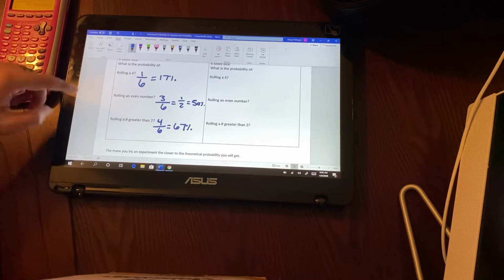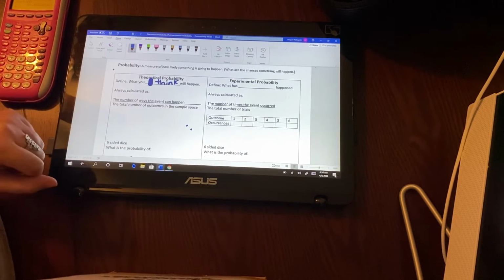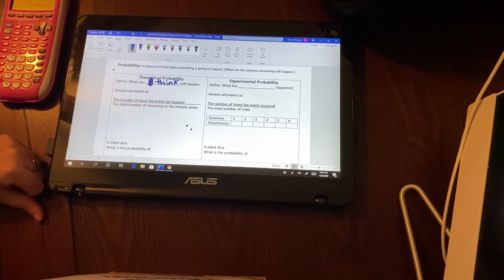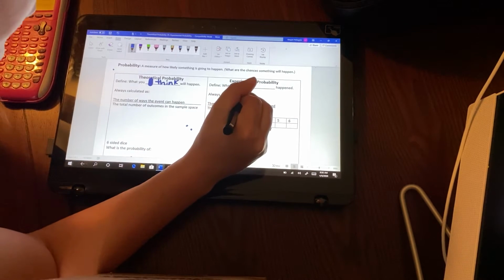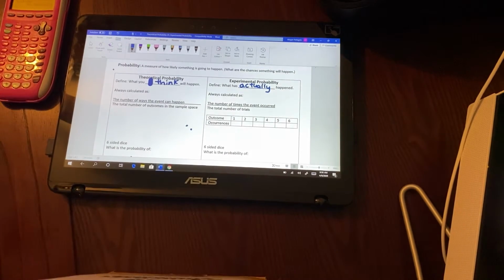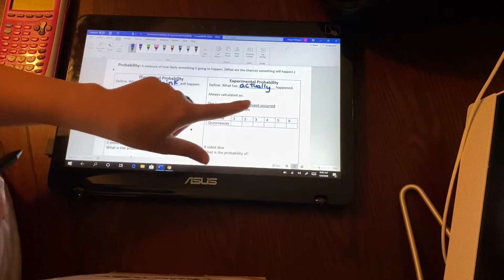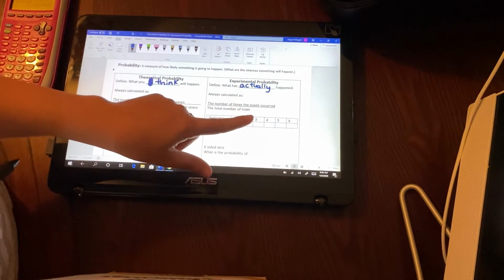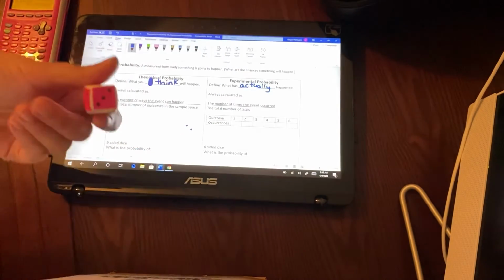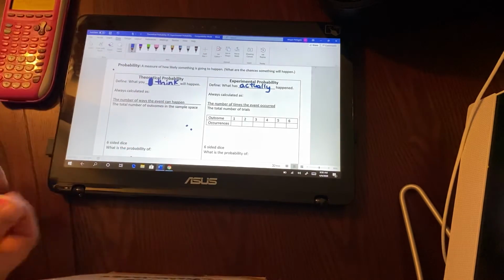So that is a theoretical probability, what we think is going to happen. But we also have experimental probability. And it's defined as what actually happened. So the only way to do experimental probability is to actually do it, or to look at somebody who has actually done it, look at their results. It is always calculated as the number of times the event occurred over the total number of trials. If you have a die at home, you can do this on your own.